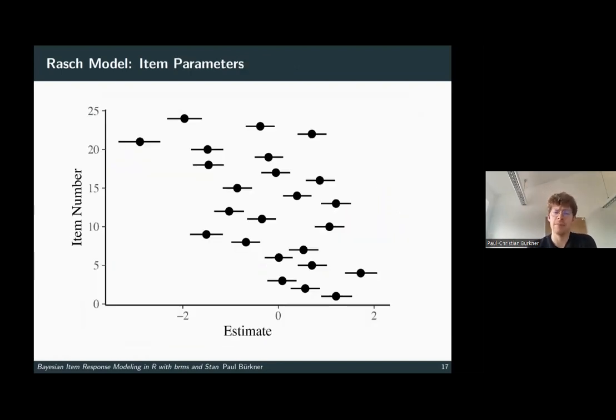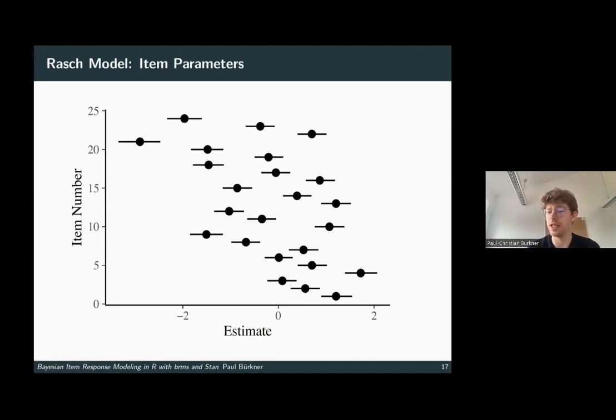Now we could, for example, look at the item parameters. On the x-axis, we see the estimate of the item parameter. On the y-axis, we see the item number. We have the easiness parameterization. So we see that items with a lower number, initially at the start of the test, are rather easy, while towards the end we're getting more difficult items, where difficult, in this case, would mean fewer people would agree to that item.